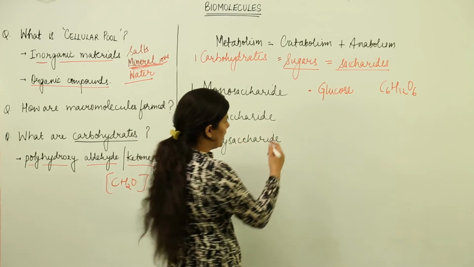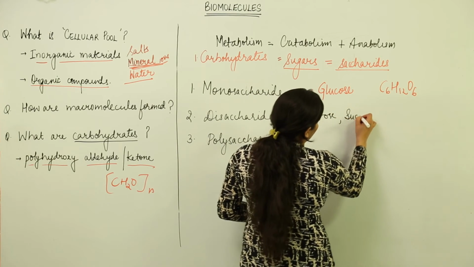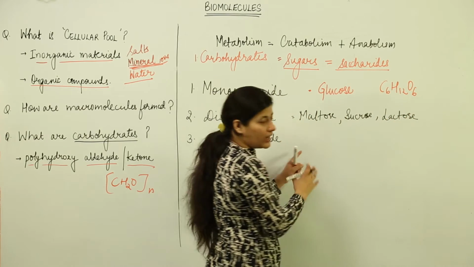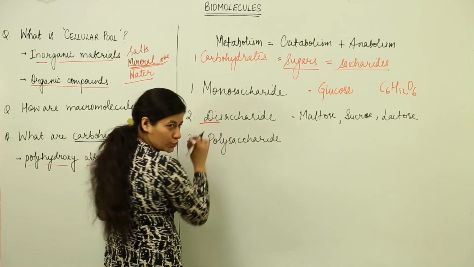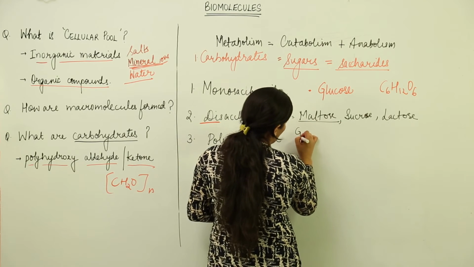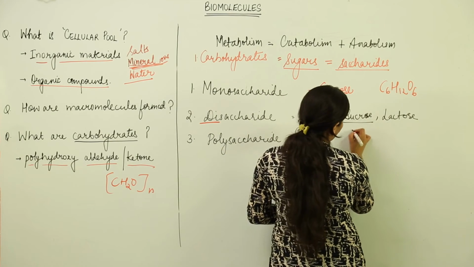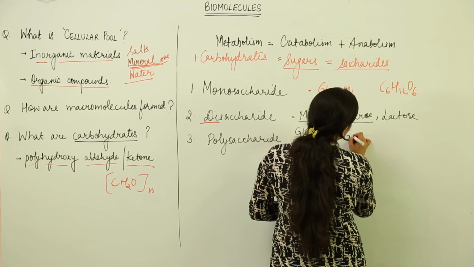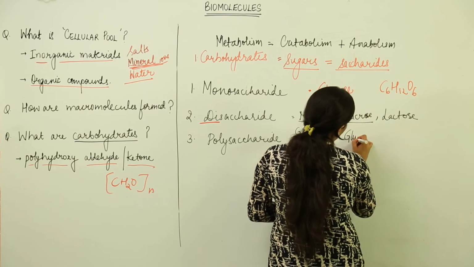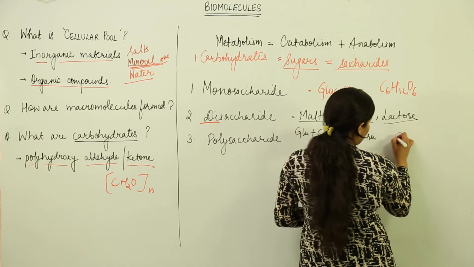When we talk about disaccharides, we have examples like maltose, sucrose and lactose. As the name suggests, di means two. The two sugars present in maltose are glucose and glucose; it is a disaccharide of two glucose molecules. Sucrose is glucose plus fructose. And lactose, which is milk sugar, is galactose and glucose.